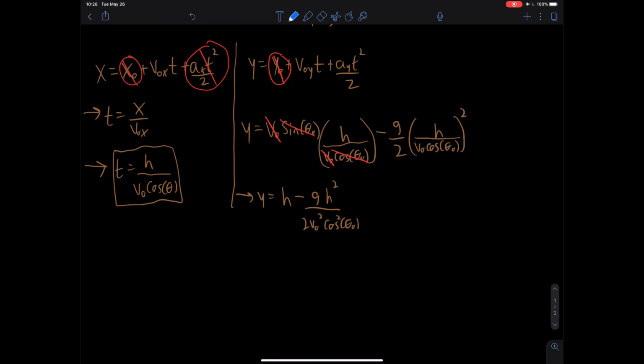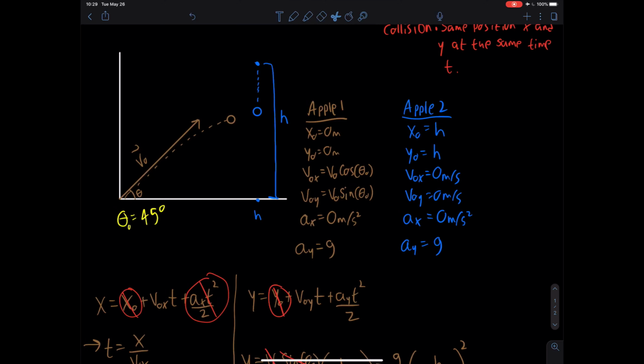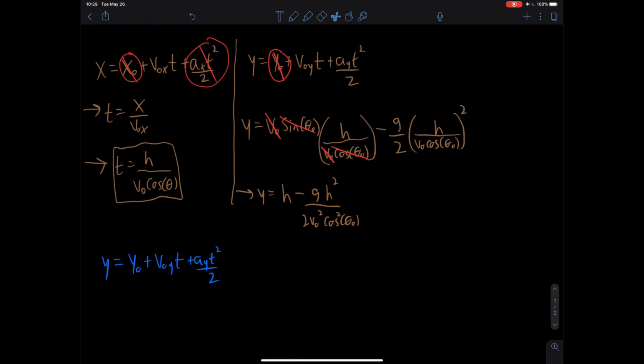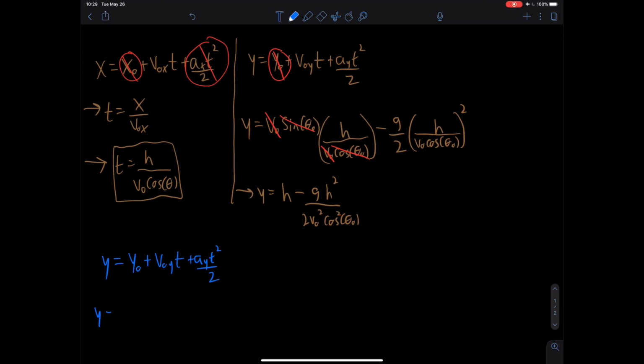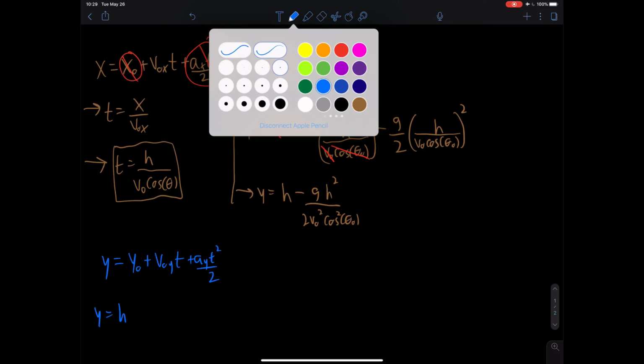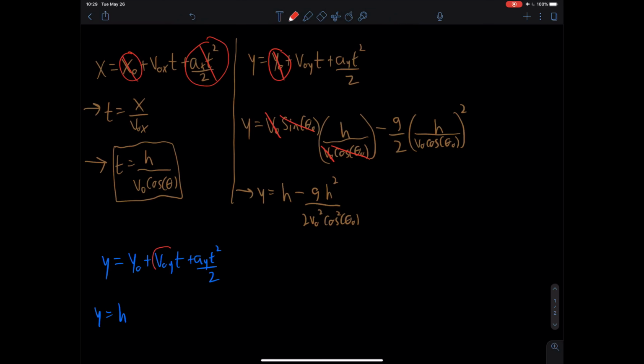So let's get the same equation down for apple number 2. y equals y naught plus v naught y t plus a y t squared over 2. Now, what was the initial position of apple number 2? It was h. We said that apple number 2 started up here at h. So we can substitute that in. So y naught equals h. But what about this initial velocity in the y direction? Apple number 2 was dropped, so it does not have any initial velocity in the y direction. That's just going to be 0.